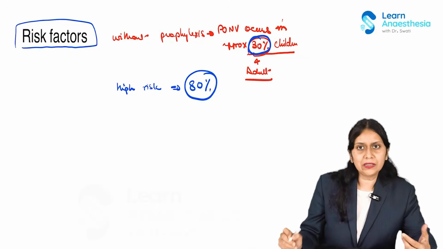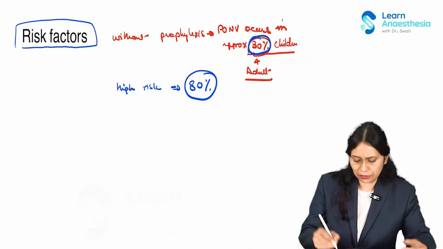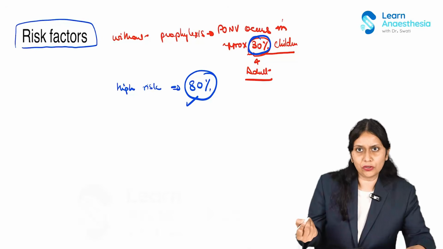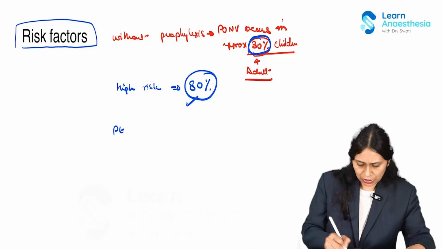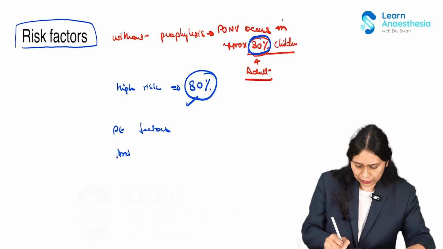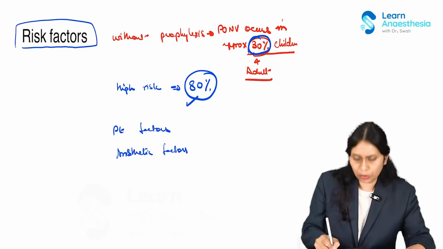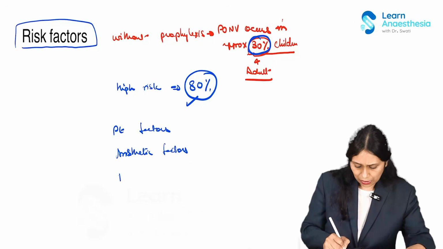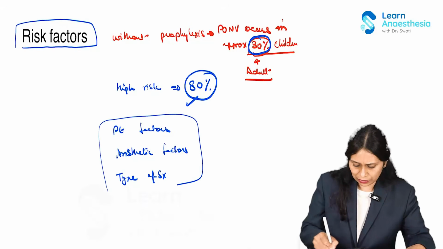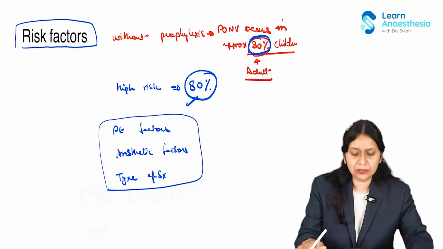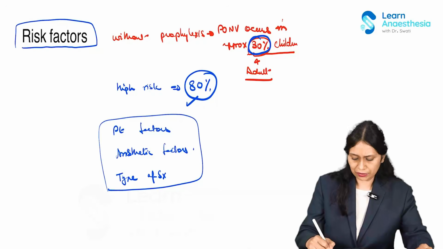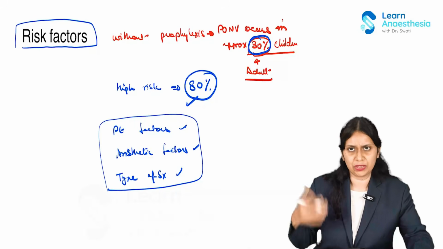So what increases the risk factor? What increases this incidence of nausea and vomiting? There are some patient factors, there are some anesthetic factors, a lot of which can be modulated, and there are some factors because of the type of surgery the patient is undergoing. So we have to understand the patient factors, the anesthesia factors, and the type of surgery precipitating nausea and vomiting.